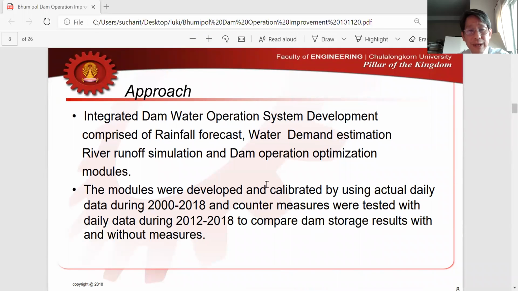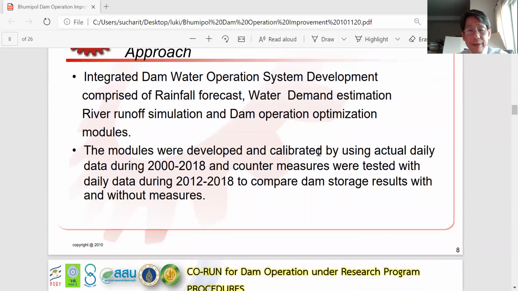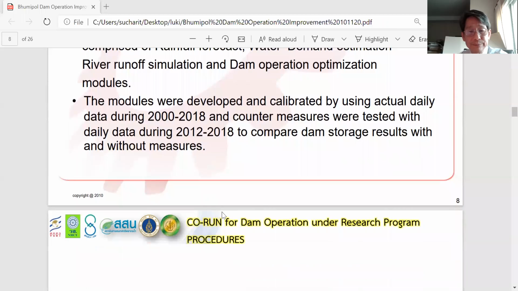Our approach is to integrate the dam operation system with rainfall forecast, water demand, especially irrigation demand estimation, and river runoff estimation, and to have dam operation optimization in the module. The module was developed and calibrated using actual daily data up to 2018, and the countermeasures will be tested with daily data from 2012 to 2018, comparing the storage results with and without measures.